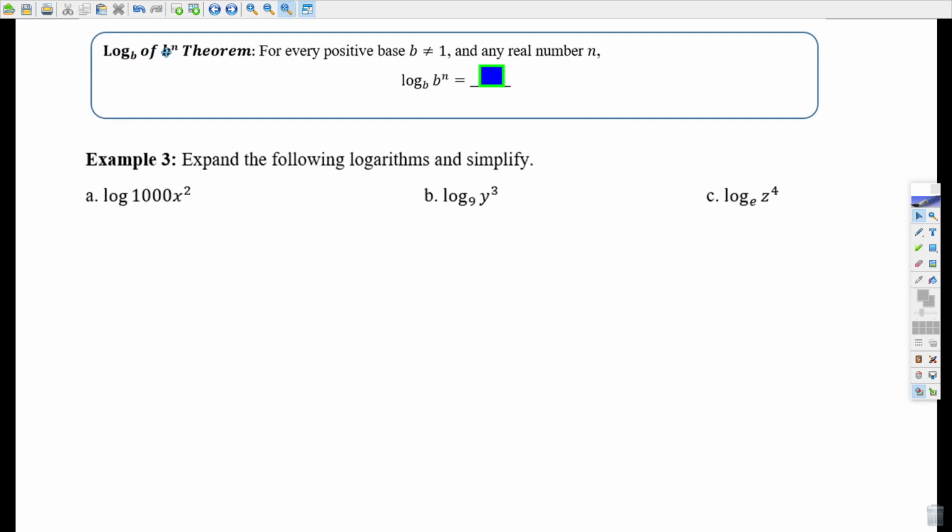So the log base b of b to the n theorem: for every positive base b not equal to 1, and any real number n, you can have any real number as the exponent. Basically, we can get rid of the log and just say it equals the exponent, n. As long as these two things match, you can just change it to n.